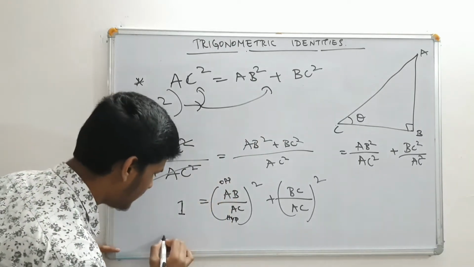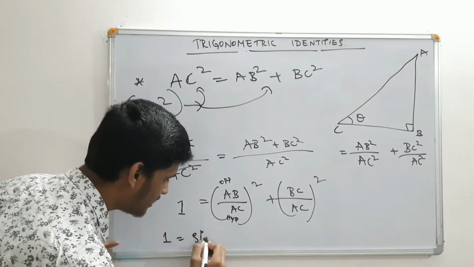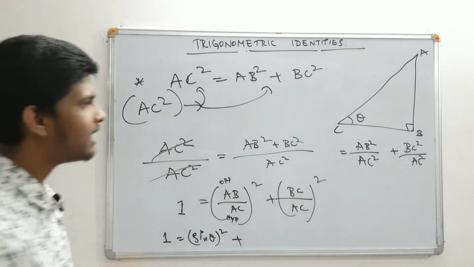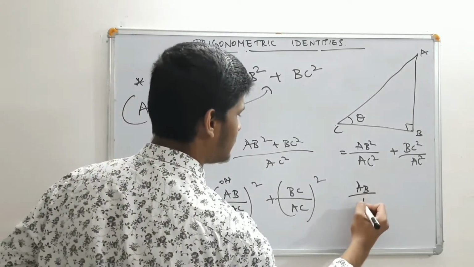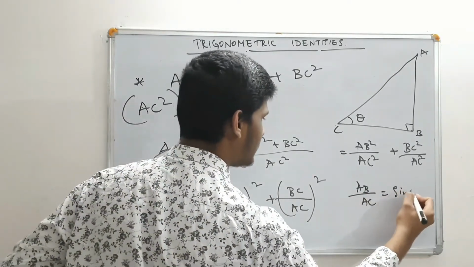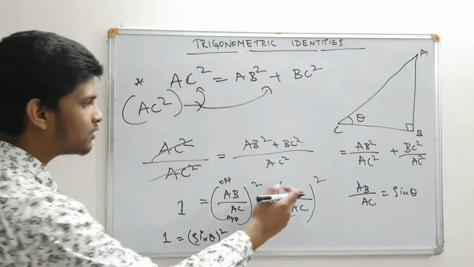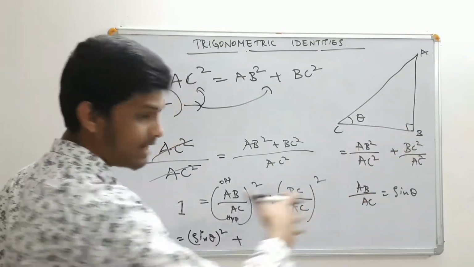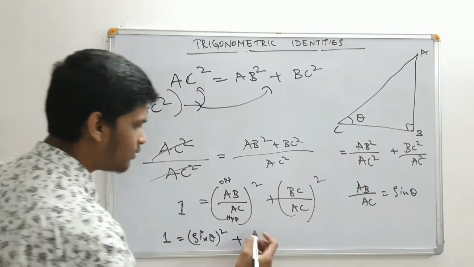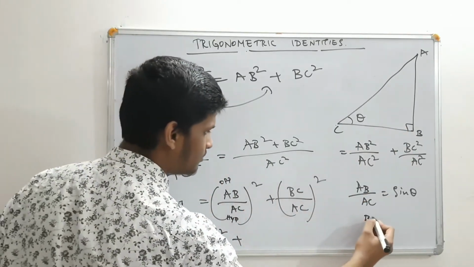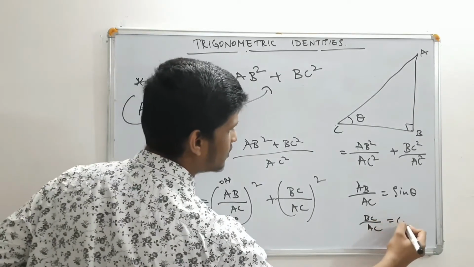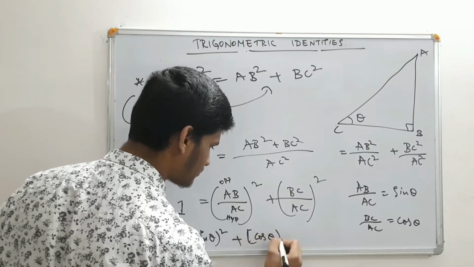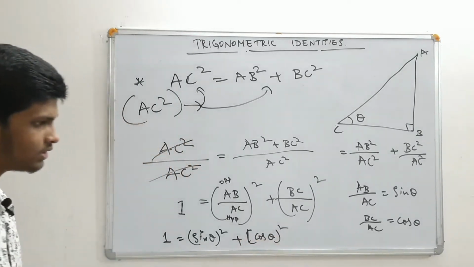For that we are writing sine theta whole square, plus AB by AC is sine theta, we know that. So next BC by AC. Here we just took BC and that is the adjacent side. So what will that become? This is BC by AC and that is cos theta. Alright. So cos theta whole square.